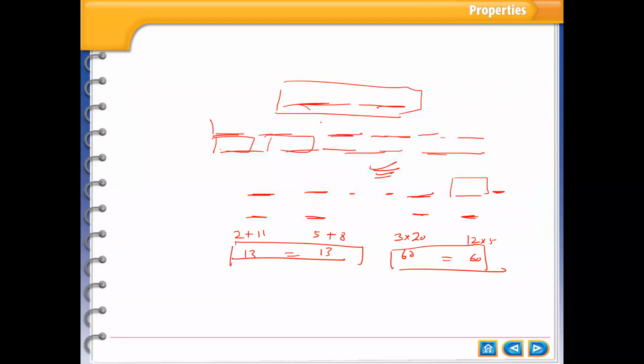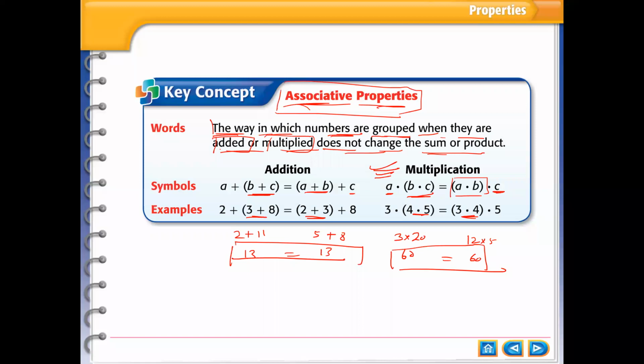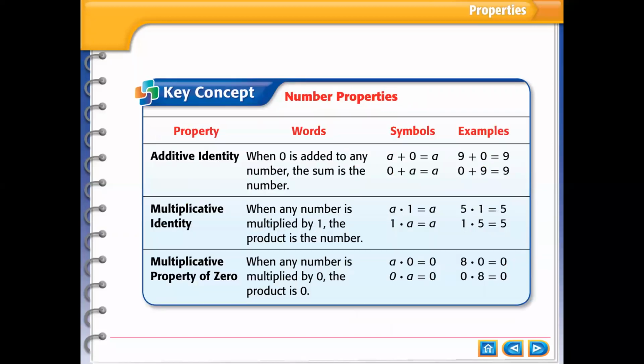Previous was commutative property and the latter was associative property. Now let us study some more properties. Additive identity. Now what is the sentence? When 0 is added to any number, the sum is the number itself.